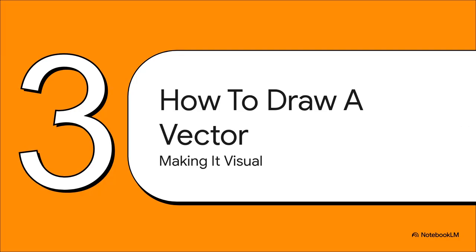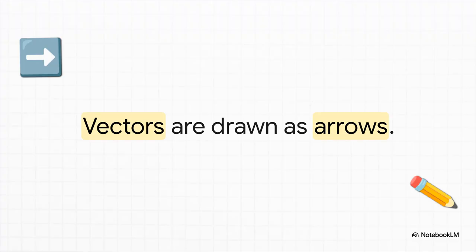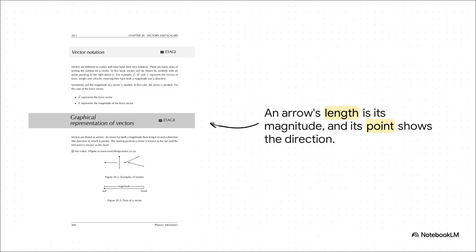Okay, so we get the idea, but how do we actually work with these things? How do you visualize something that has 2 different parts baked into it? How do you draw it? Well, the answer is awesome, and it's elegant, and it's simple. We draw them as arrows. And here's the brilliant part, why an arrow is just so perfect for this. The length of the arrow shows its magnitude. So a bigger force gets a longer arrow. Simple. And which way the arrow points? Well, that shows its direction. We call the starting point the tail and the pointy end the head.